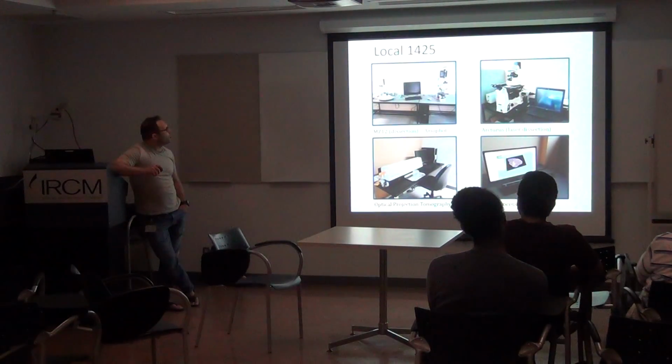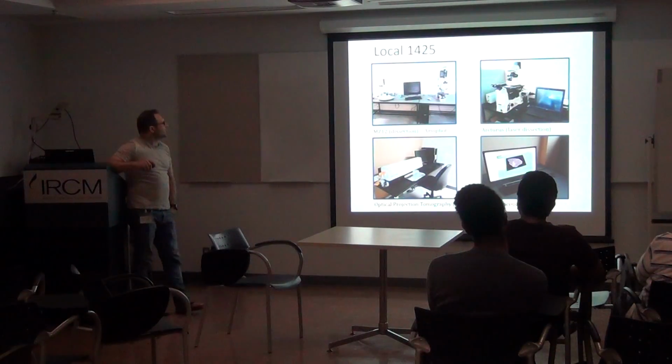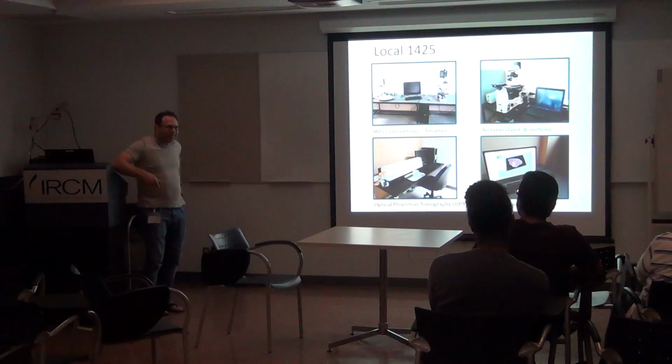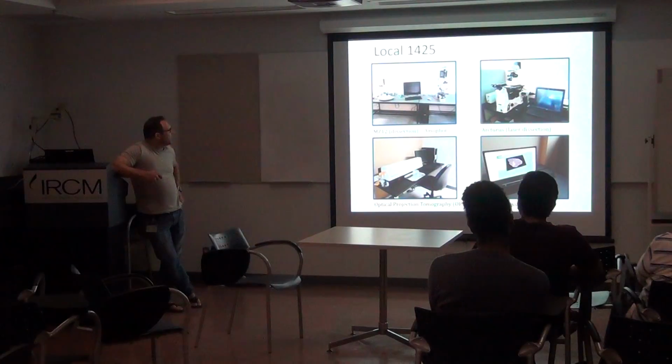Next, room 1425, which is just in front of this room, has many other microscopes. So a regular dissecting microscope. We call it a dissecting microscope because you have enough room to dissect. Usually it's binocular, and it gives you a kind of 3D view of your specimen.